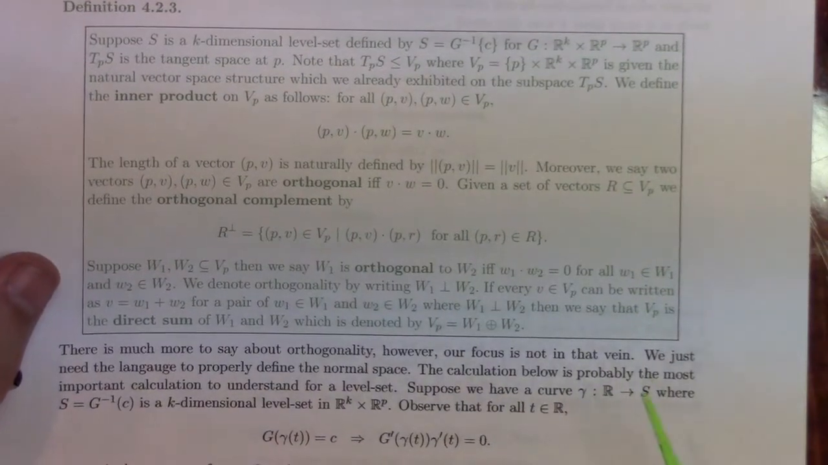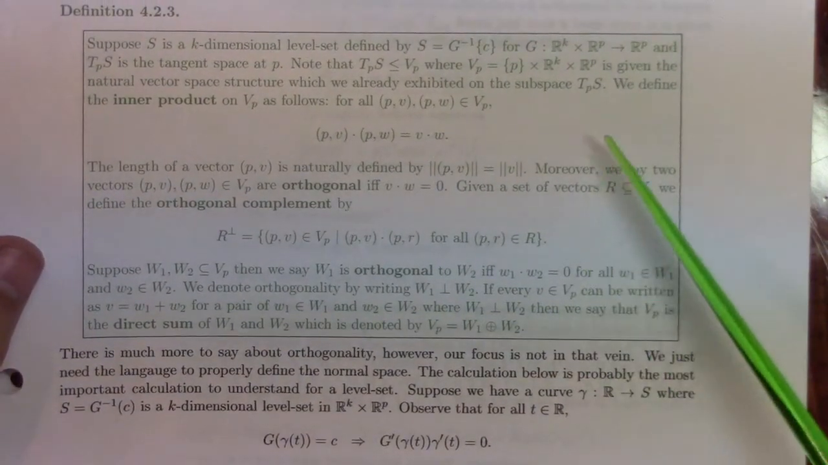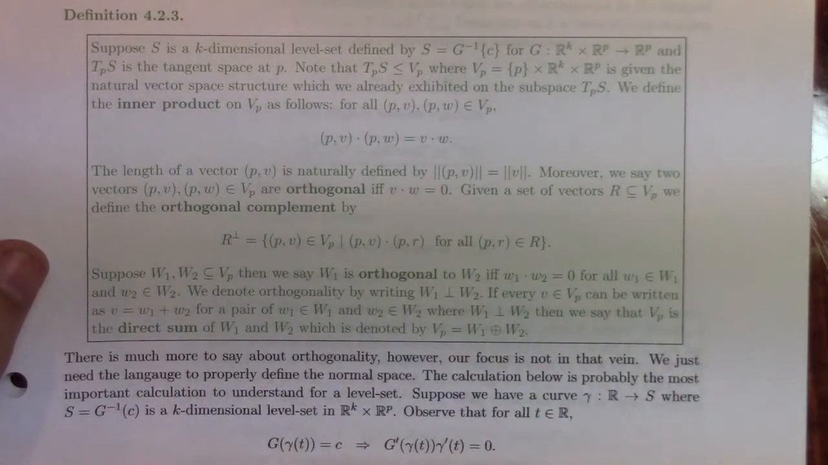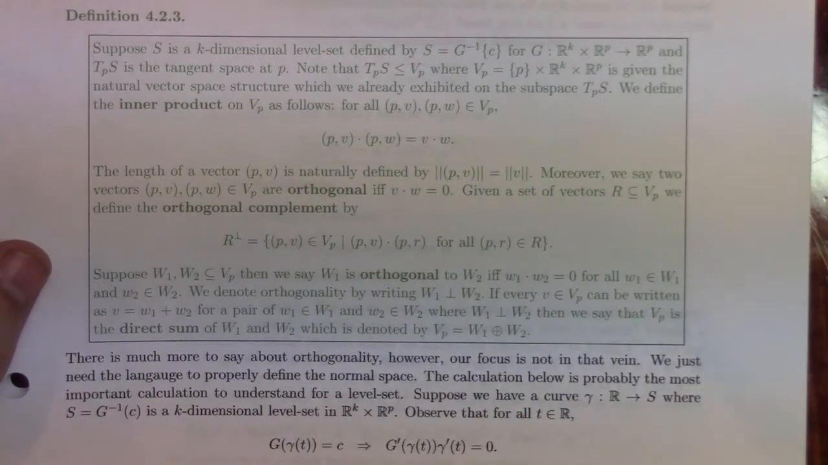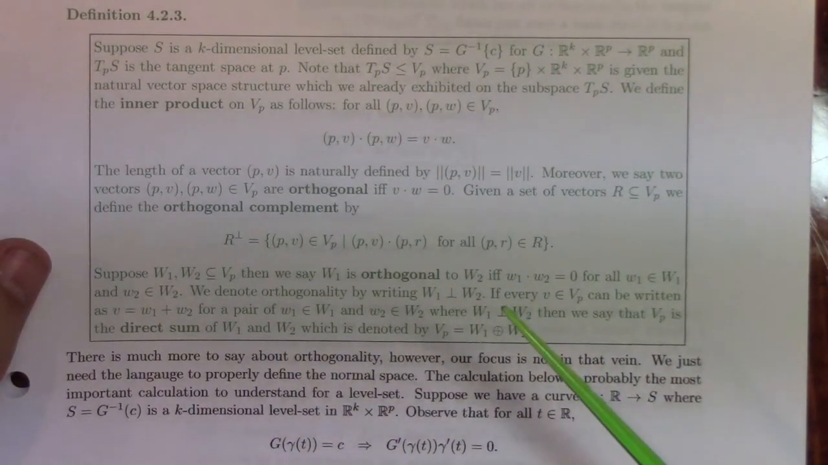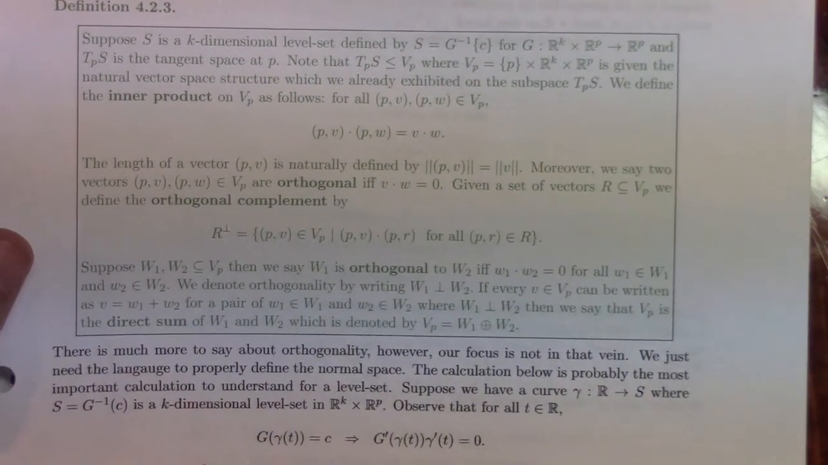Anyway, we'll get back to looking at the relation between the velocity vectors to curves and the derivative of the level function when we talk about Lagrange multipliers. So I'll save that for there.